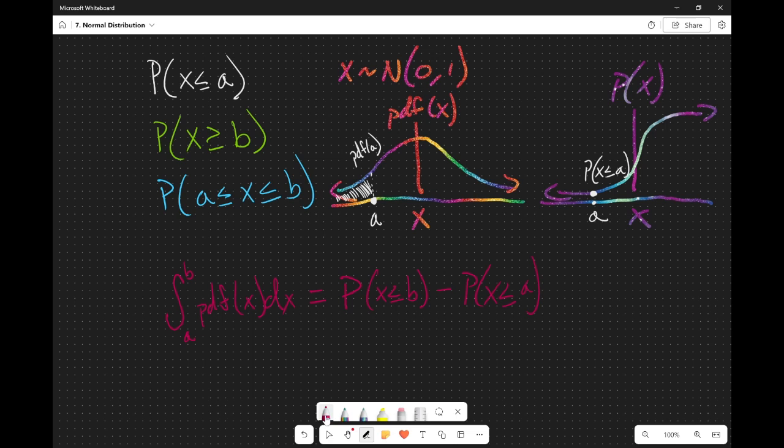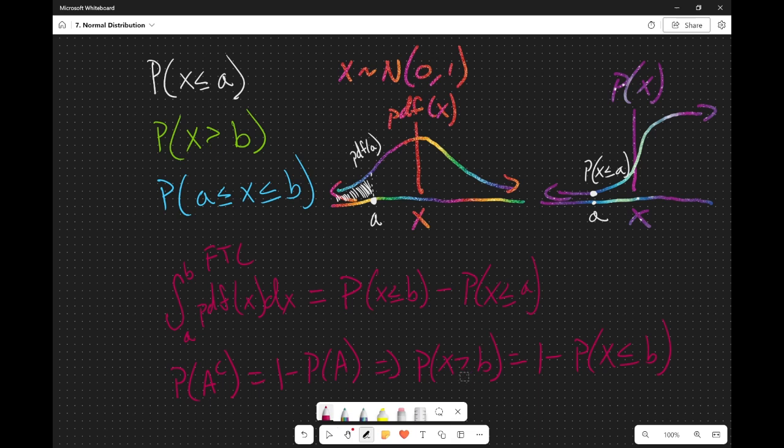So this is the fundamental theorem of calculus, and the other formula we're going to use is that the probability of a complement is equal to 1 minus the probability of a. What this means is that the probability x is greater than or equal to b is equal to 1 minus the probability that x is less than or equal to b. And actually, let's do away with this, and we'll do away with that.